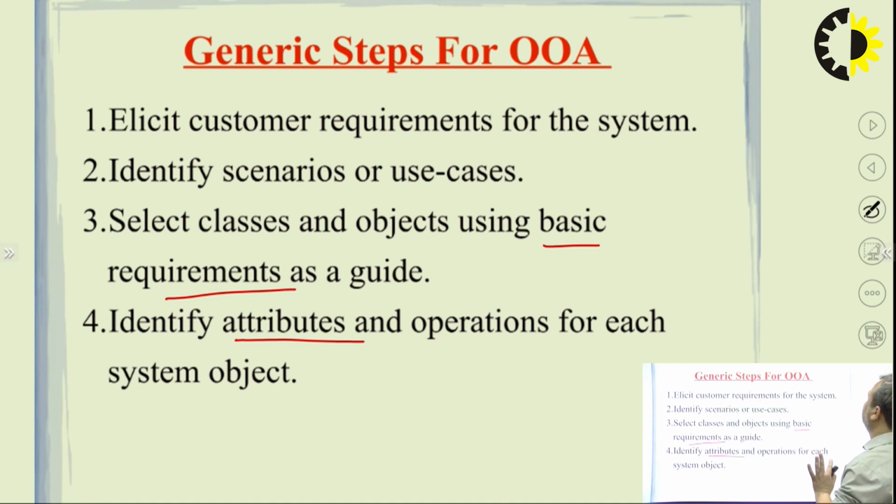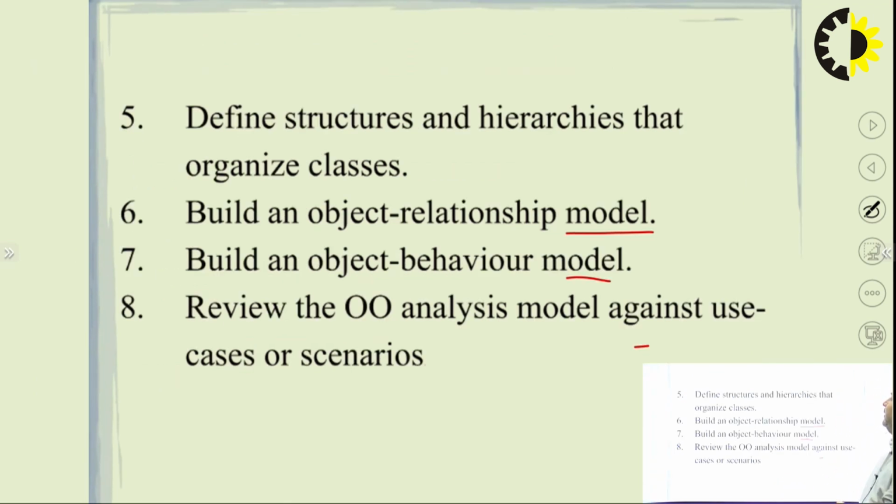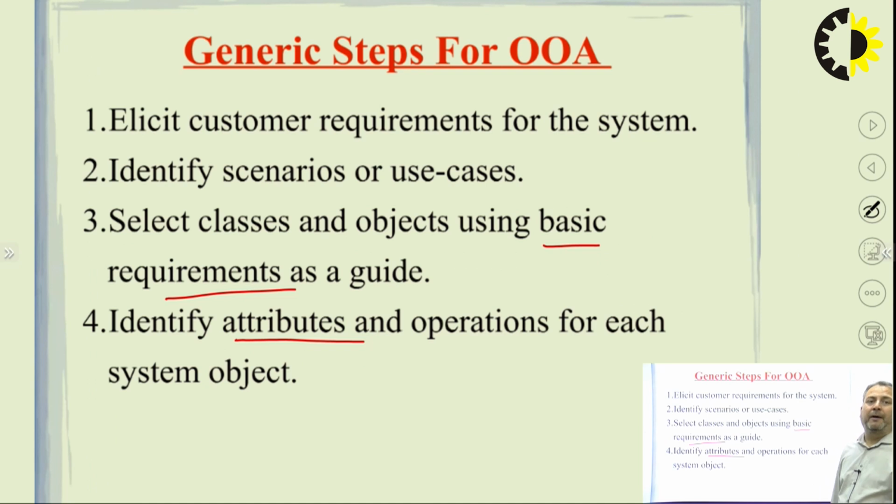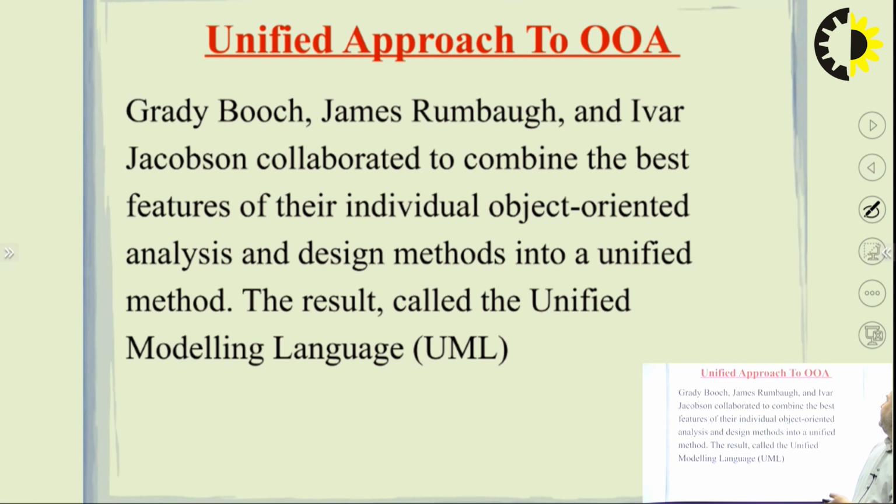First, customer requirements, identify scenarios or use cases, then select classes and objects using basic requirements, identify attributes and operations for each system object, define structure and hierarchy that organize classes, build an object relationship model, build an object behavior model, and review the object-oriented analysis model against use cases or scenarios. So these all are the general or generic steps.